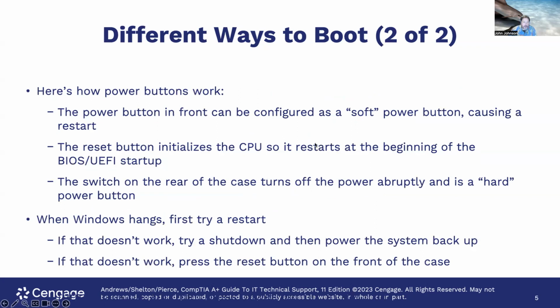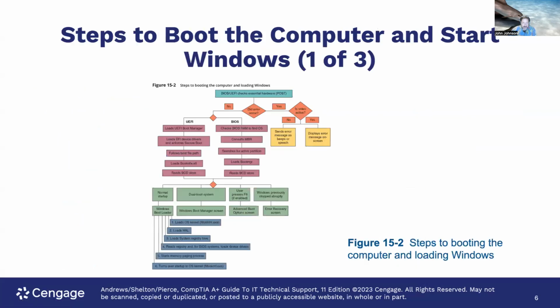So here's how the power buttons work. The power button in front can be configured as a soft power button, causing a restart instead of a full off. The reset button initializes the CPU, so it restarts at the beginning of the BIOS UEFI startup. The switch on the rear of the case turns off the power abruptly and is a hard power button. That's the one on the power supply. So you hit that and that'll cut you off real quick. When Windows hangs, first try a restart. If that doesn't work, try a shutdown and then power the system back up. If that doesn't work, you can press the reset button on the front of the case.